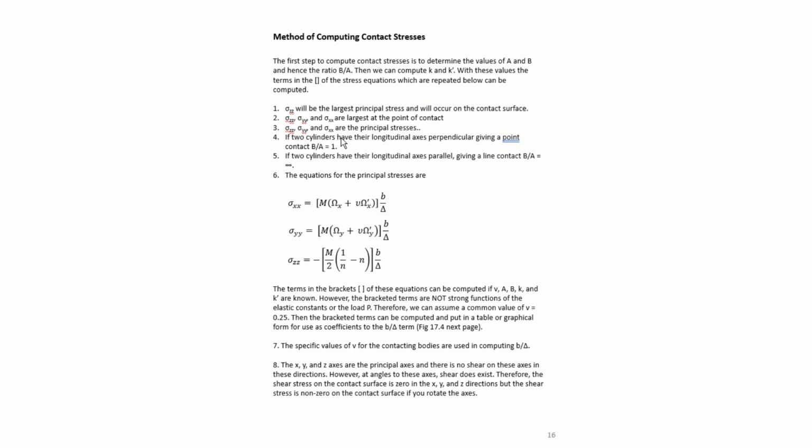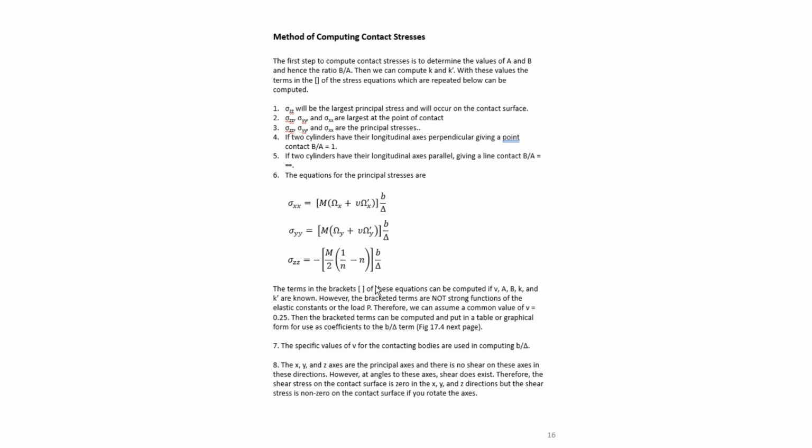If we have two cylinders that have their longitudinal axes perpendicular to each other, it gives us a contact point, and B over A would be equal to 1. Now if the two cylinders have their longitudinal axes parallel, this gives us a line contact along the axis, and B over A would be equal to infinity. So there are some cases where we can just know what B over A is. And the equations for the principal stresses are given by these expressions here.